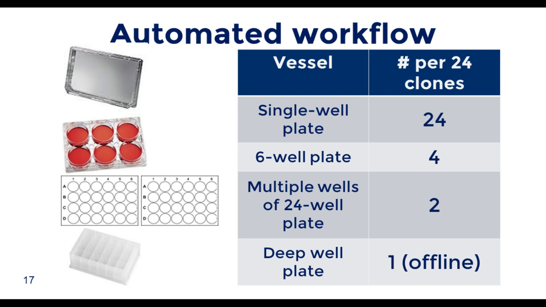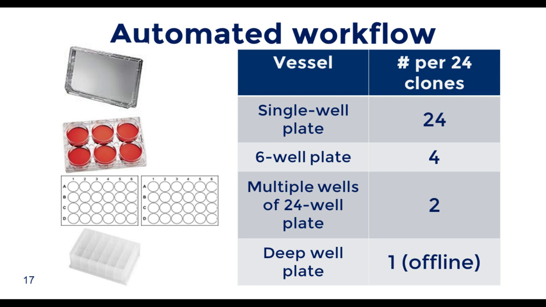Looking at how many vessels would be required for a set of, say, 24 clones, single well plates are 1-for-1, occupying 24 positions in automation, both on the deck and in an incubator. 6 well plates gain us some space, occupying only 4 spots. Multiple wells, in this example 2, of a 24 well plate gets us down to 2 spots for 24 clones. A deep well 24 well gets us to 1 plate per 24 clones, but would have to be taken offline.